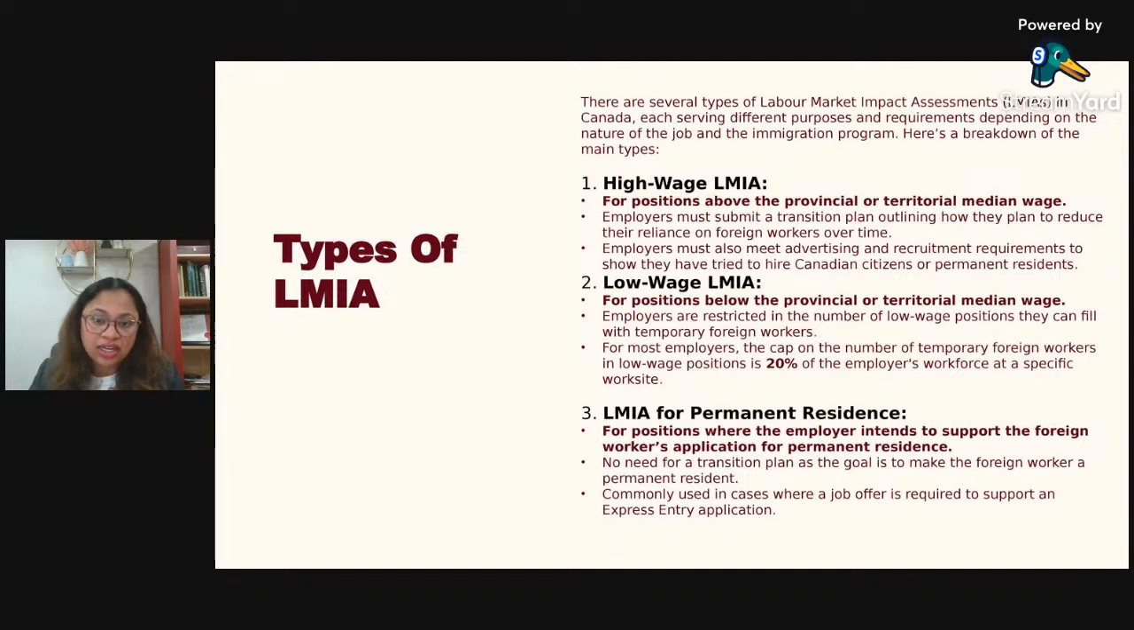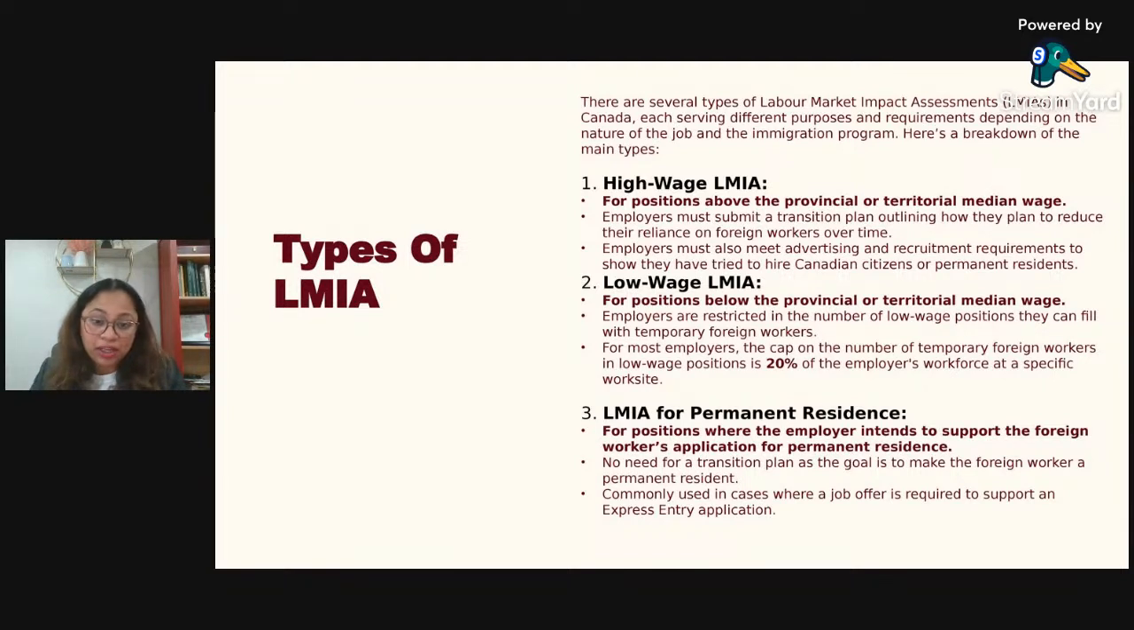So for the high wage, it has to be above the provincial and territorial median wage. Employers must also submit a transition plan outlining how they plan to reduce their reliance on foreign workers over time. And also, employers must meet their advertisement and recruitment requirements as usual, like any other LMIAs. For the low wage LMIA, employers are restricted in the number of low wage positions that they can fill. And also, they have a 20% cap on these positions for specific work sites.